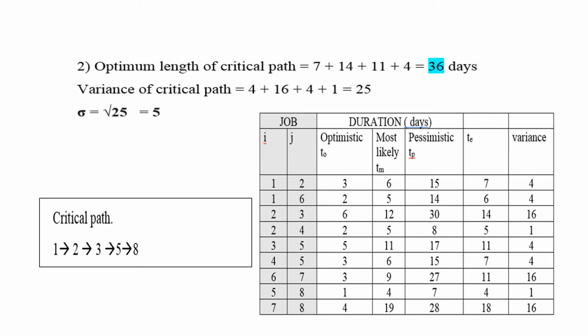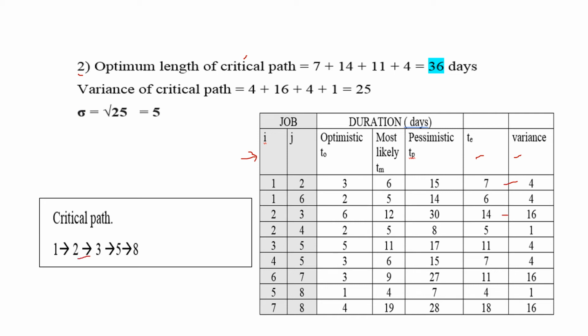Now the second question is, you have to find the length of the critical path and the variance of the critical path. This is a table which we have calculated, TE and variance. Okay, so you have to consider the critical path for this. So critical path is 1 to 2. See, 1 to 2, this is the row, and 2 to 3.